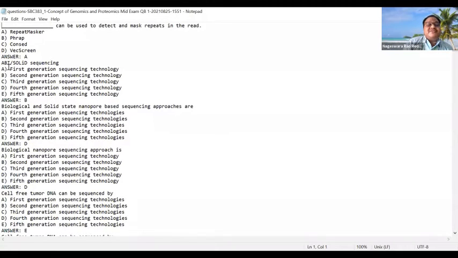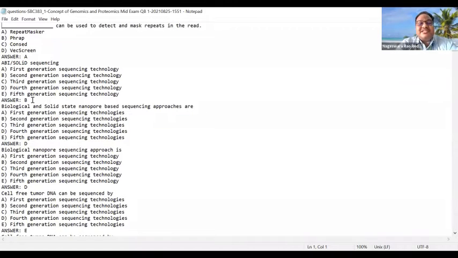SOLiD sequencing, or ABI SOLiD sequencing: is it first, second, third, fourth, or fifth generation sequencing technology? Srividya? Second, sir. A little bit louder. Second generation. Okay, that's the correct answer.